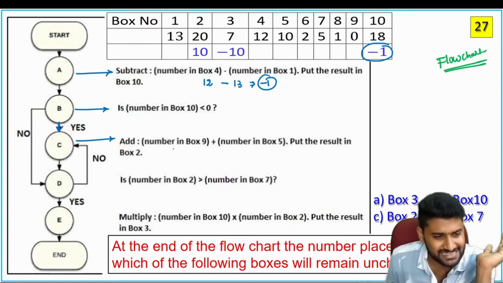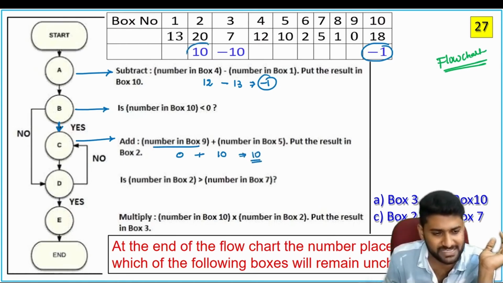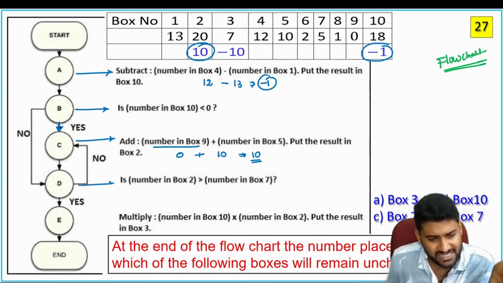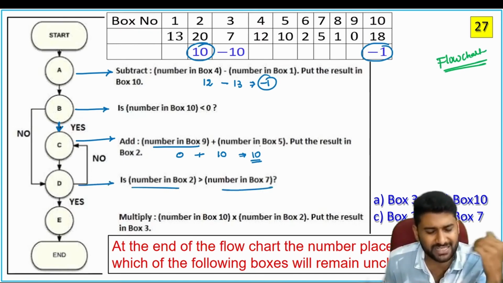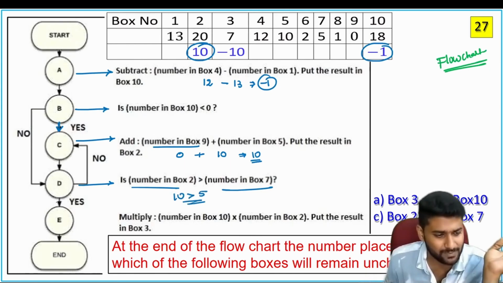Again, C says take box number 9. What is box number 9? 0. Take the box number 5 value, 10. Whatever the result, place it in box number 2. So place it here. Now, again, verify. The condition D says verify if box number 2 is greater than box number 7. Box number 2 value is 10, which is greater than box number 7. Yes, of course, so again it is a yes.